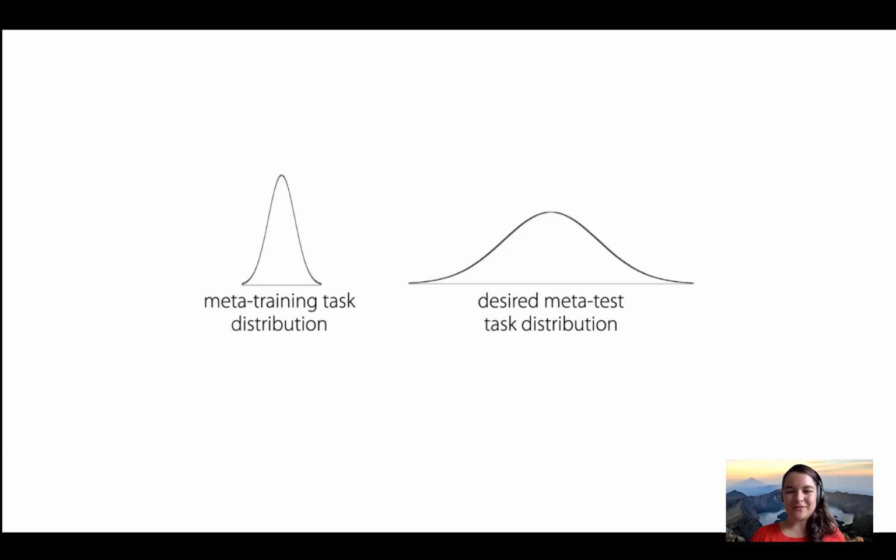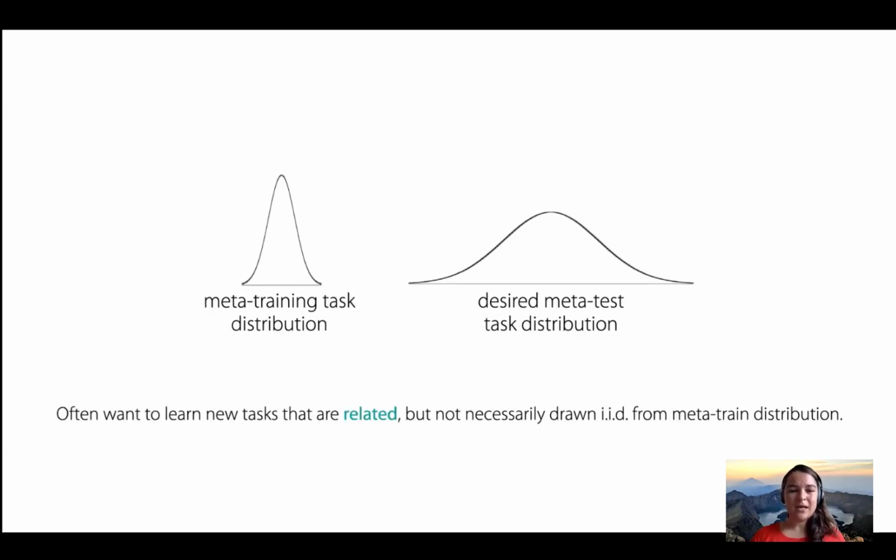And we often find ourselves in a situation where actually designing many of these tasks can be pretty challenging, and our desired meta-test task distribution, the tasks we want to be able to generalize to with small amounts of data, is broader than the tasks that we are meta-trained on. And in particular, often we want to learn new tasks that are related to the meta-training tasks, but not necessarily drawn IID from the meta-training distribution.